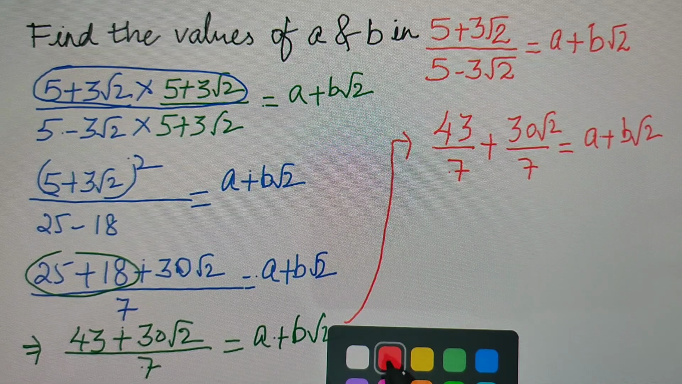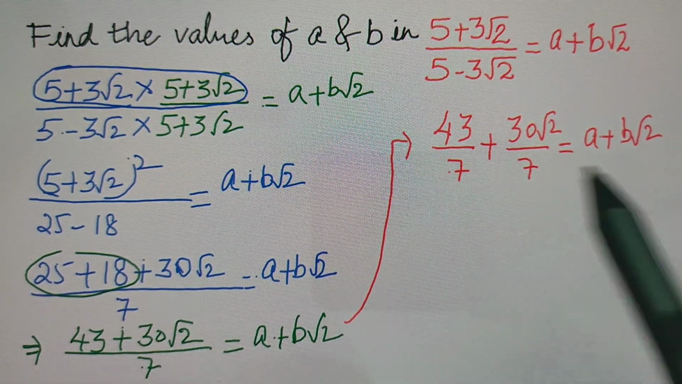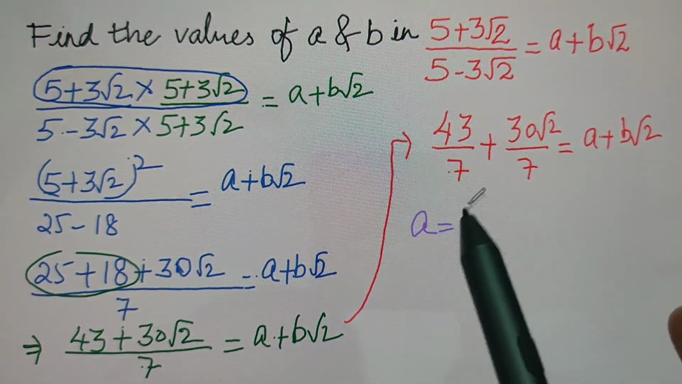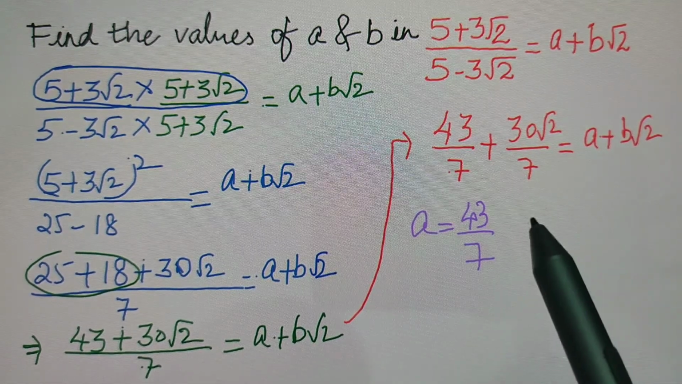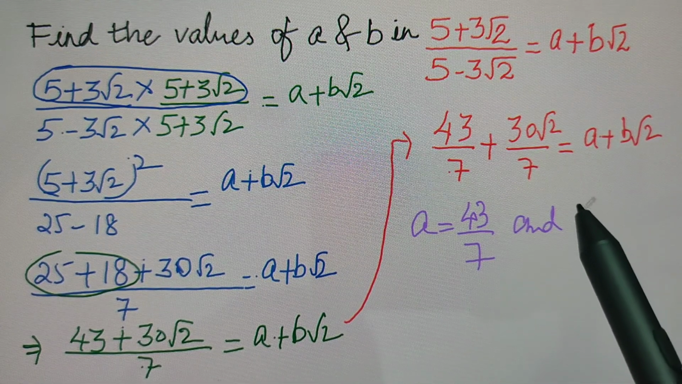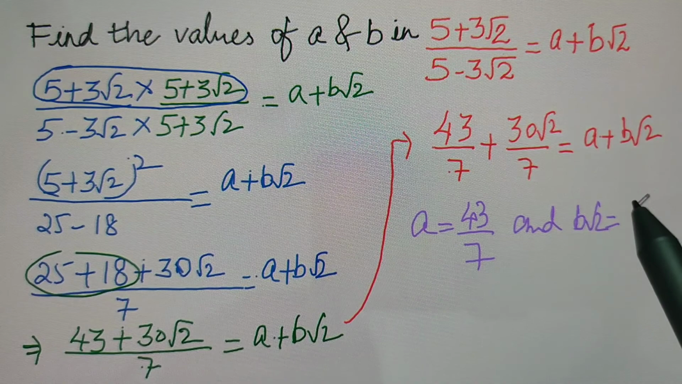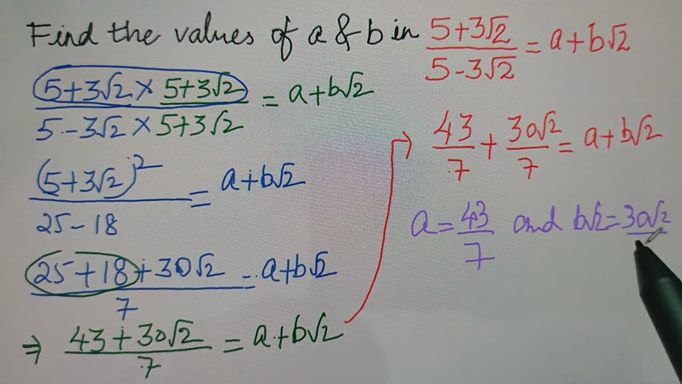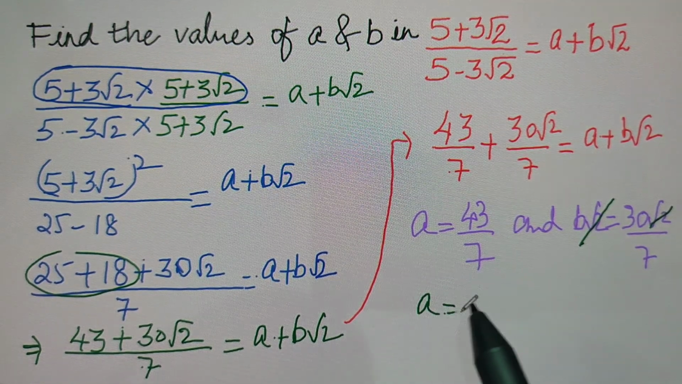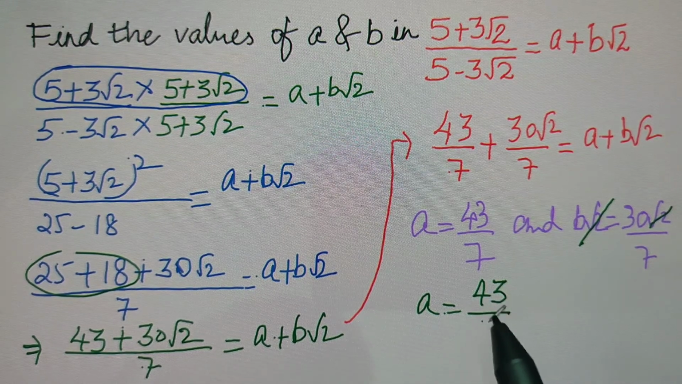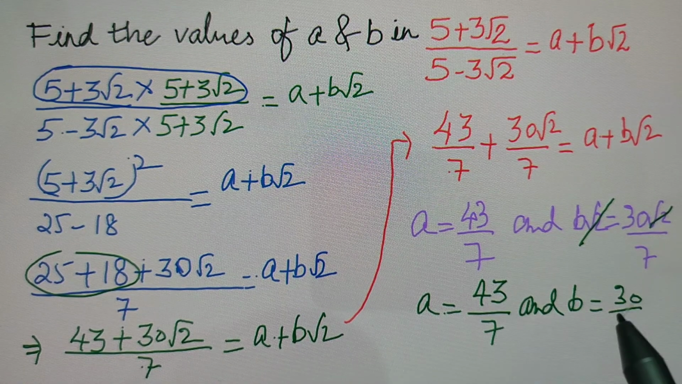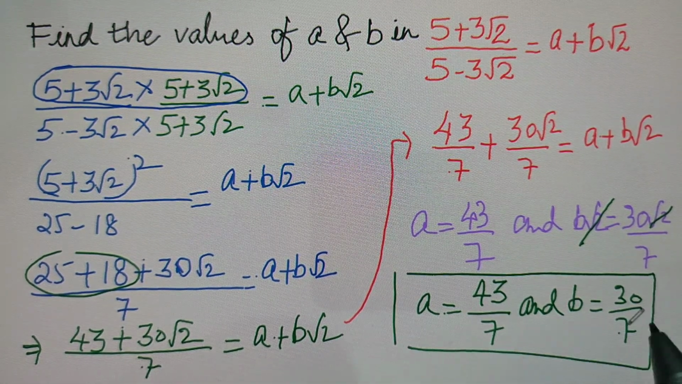Now we're going to compare the conjugate parts, where we get the value of a as 43 upon 7 and the b part, which is going to be b root 2, which is equal to 30 root 2 upon 7. Root 2 gets cancelled, so the value of a comes out to be 43 upon 7 and the value of b comes out to be 30 upon 7. Now this is our answer.